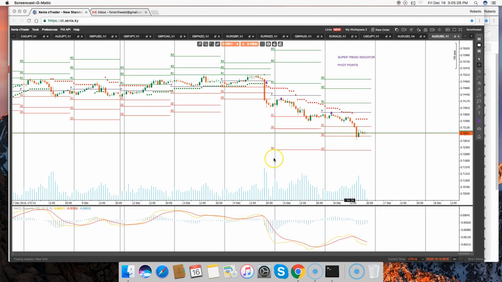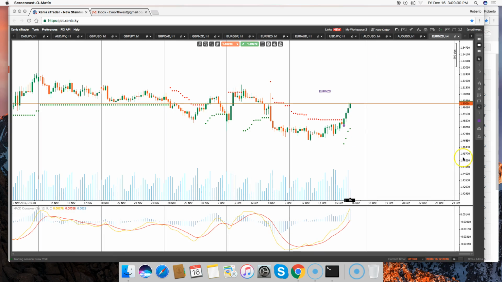So that's the analysis on Aussie dollar. So let me just show you a few more trades that worked out quite well. This chart, the Euro New Zealand dollar, the market is in a strong downtrend for quite some time.